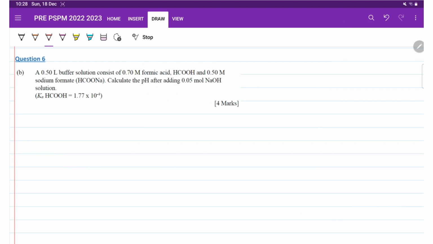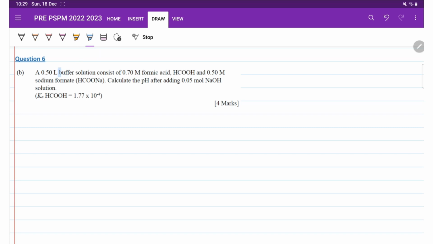Next, question 6B. A 0.5 liter buffer solution consists of 0.7 molar formic acid and 0.5 molar sodium formate. Calculate the pH after adding 0.05 mol sodium hydroxide solution. And the Ka for HCOOH, the formic acid, is 1.77 times 10 to the power of negative 4. So this question is about buffer.